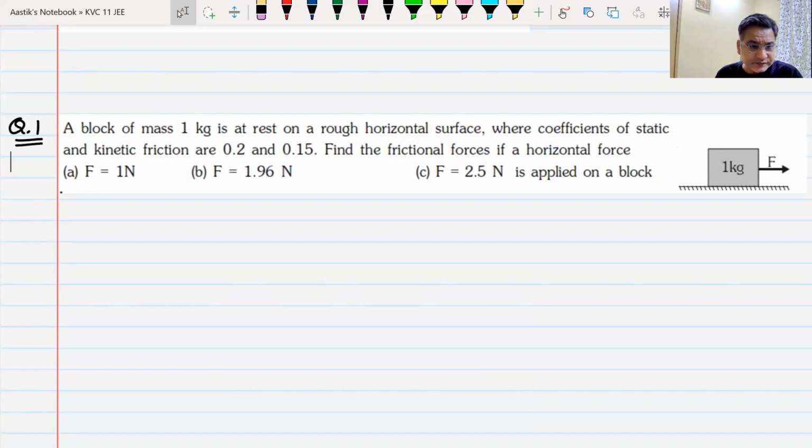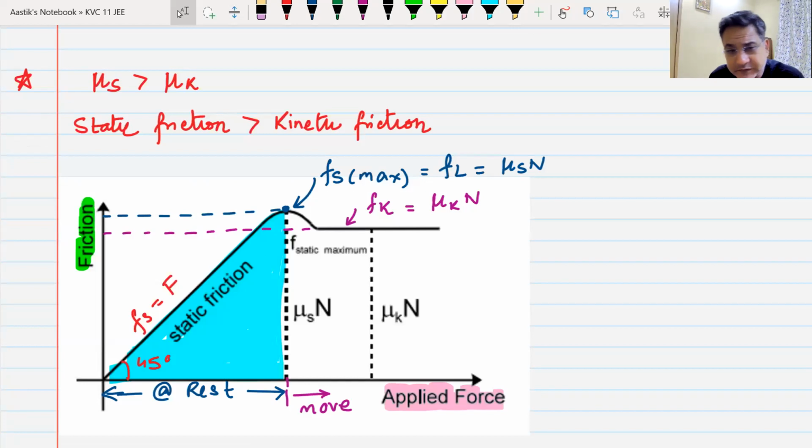A body of mass 1 kg, and here G has to be taken as... Sir, can you scroll back one? What happened? Can you scroll back one, sir? So much time. Okay, take it, write it. Let me know once you are done.